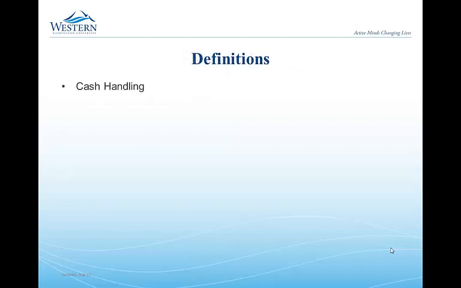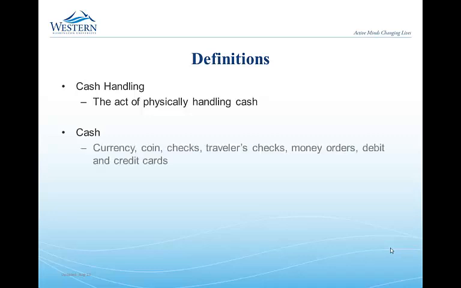What does cash handling mean? Cash handling is simply this: the act of receiving and/or depositing cash for Western activities. When we ask the question, what is cash, most of us would say the bills and coin I have in my wallet or pocket. But the university has a broader definition of cash. For purposes of this training course and university policies and procedures, the term cash not only refers to currency and coin, but it includes checks, traveler's checks, money orders, debit, and credit cards.